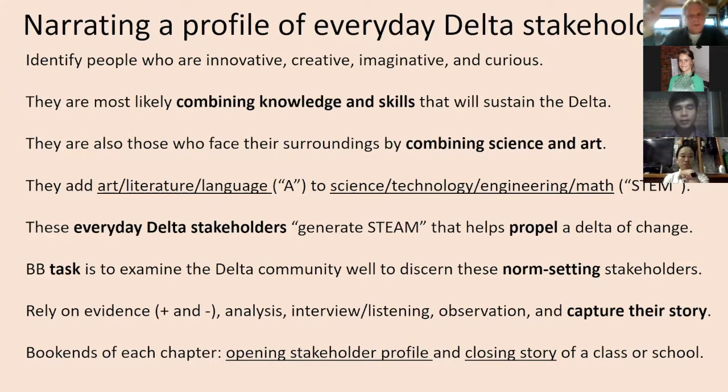And what we want to put into the STEM is the A. So we generate STEAM. And we'll use everyday Delta stakeholders to generate STEAM to propel a Delta of change. So there's some good imagery that we can play with there. Then the Bending Bamboo task examines a Delta community well to discern who are the stakeholders that are setting the norms, that are sustaining the Delta, that are combining science and art and knowledge and skills. So we want to build on evidence, and evidence is both positive and negative. So I put positive and negative there.